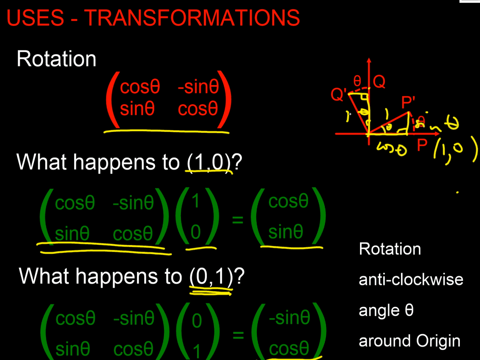So what are we looking at here? A transformation? We're looking at a rotation. We're looking at an anti-clockwise rotation through an angle of θ, and we're also looking at one that's around the origin. So all these rotations are around the origin. So you're starting to see a pattern here, that all of these only work if we're looking around the origin.